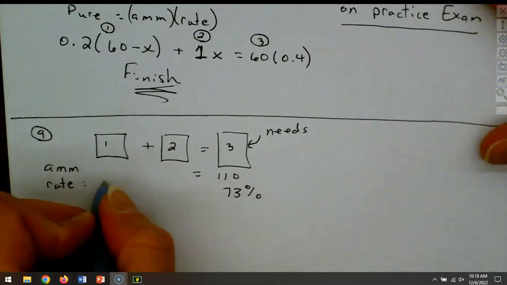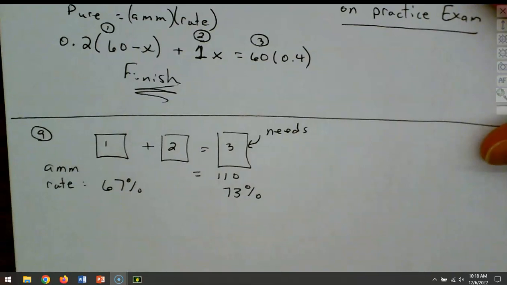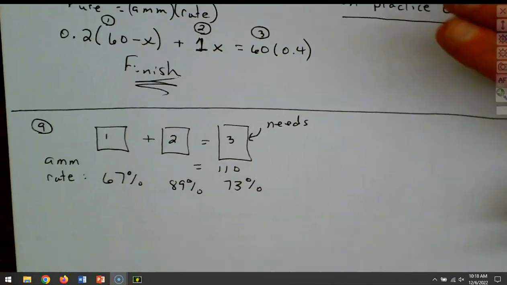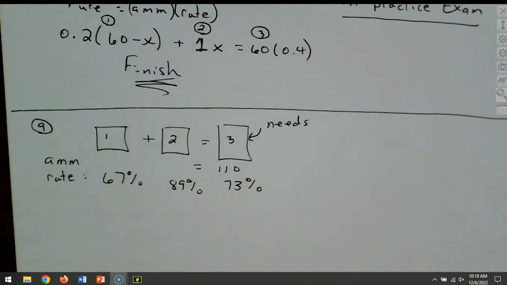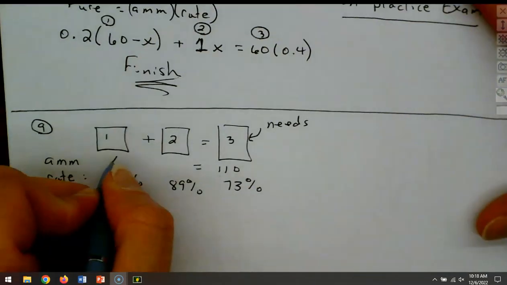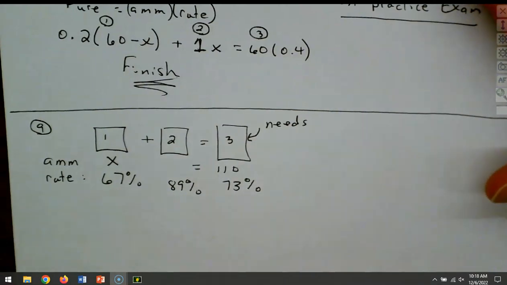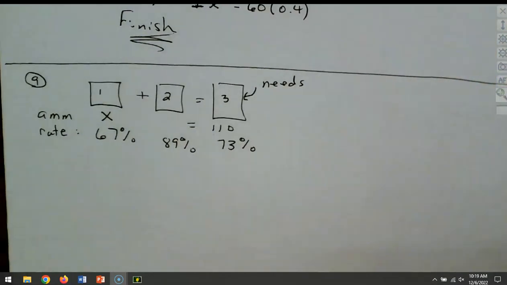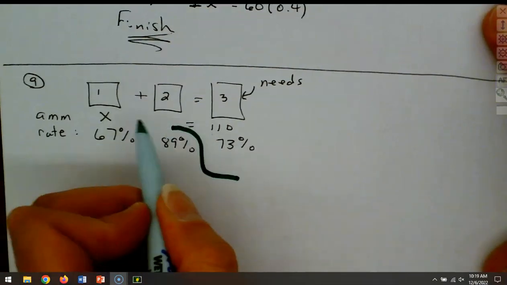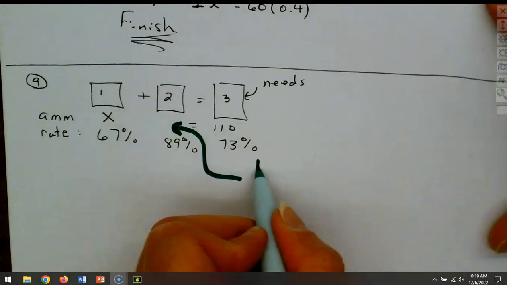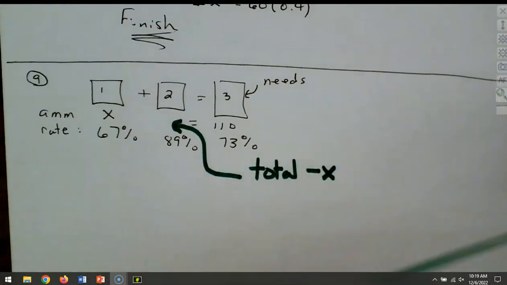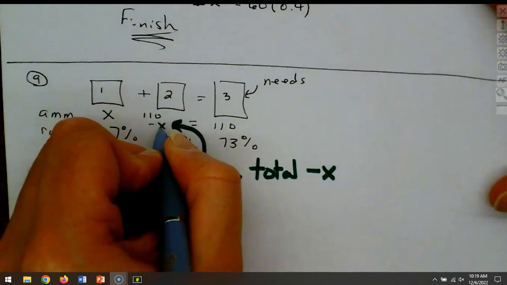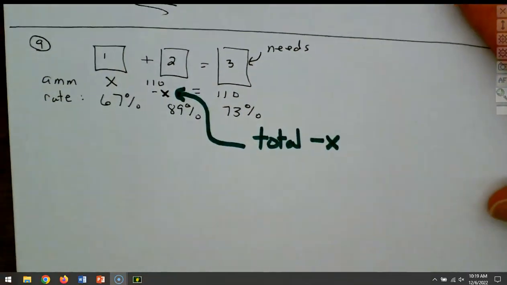What do we have to start with? Well, we don't know either of the amounts, but we have a 67%, and we have an 89%. Do I know how much is in either one of them? No. So the first one is completely unknown, so I'm going to represent that with the variable x, because that's unknown. What about the next one? Well, we can't just use x again. I know it's been a while since we talked about these, but I'm going to use, again, the total minus x. Total amount is 110, so that's going to be 110 minus X.